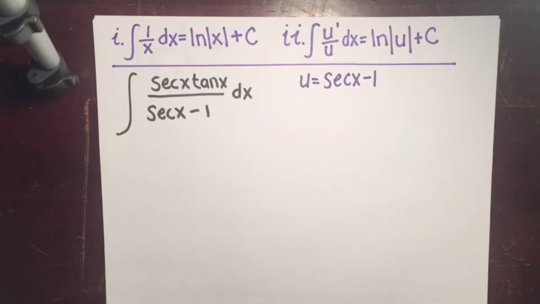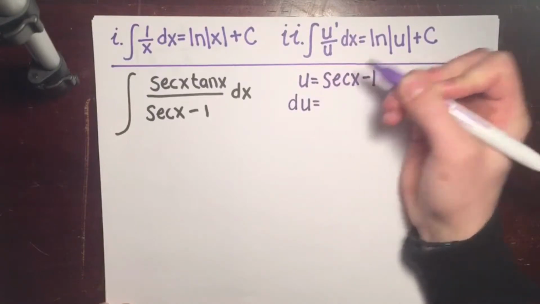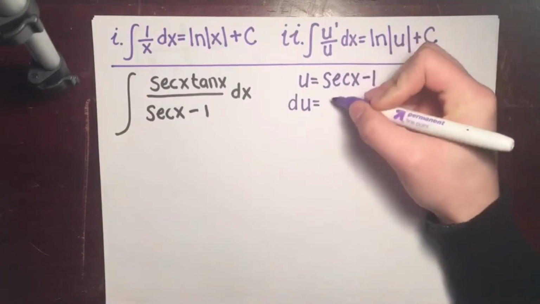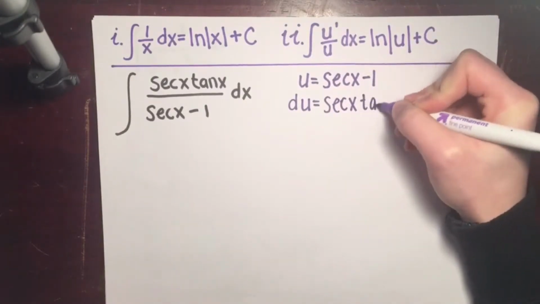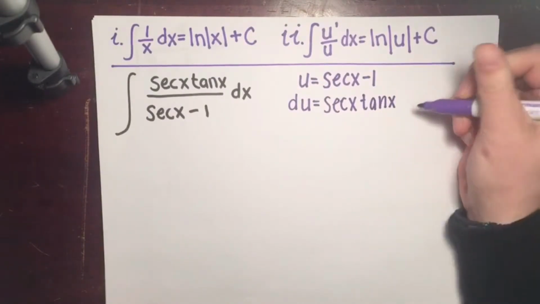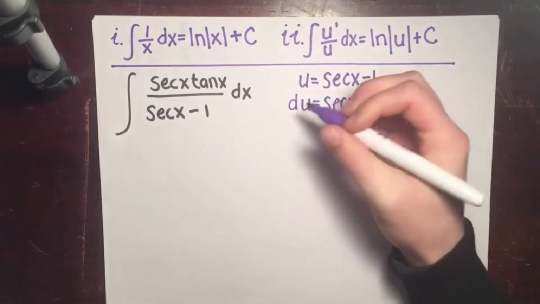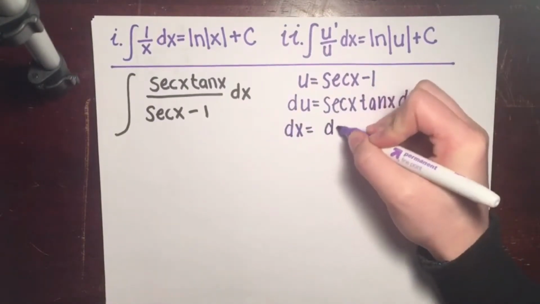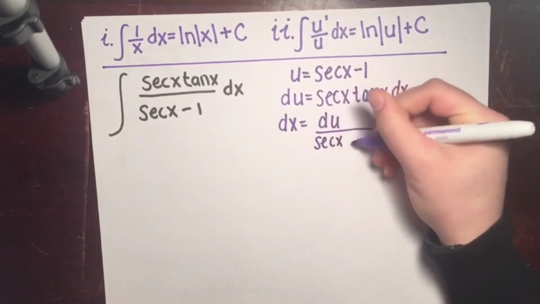Next, we're going to find the derivative of u, du. So du equals, and we know from calculus that the derivative of secant x is secant x tangent x, and dx at the end. And now we're going to solve for dx, and that equals du over secant x tangent x.